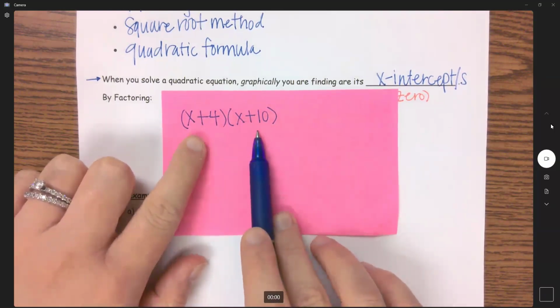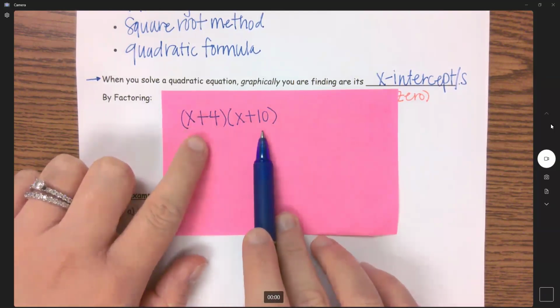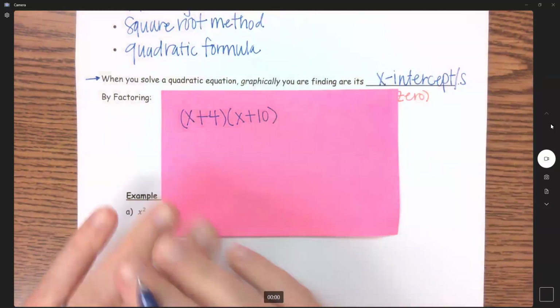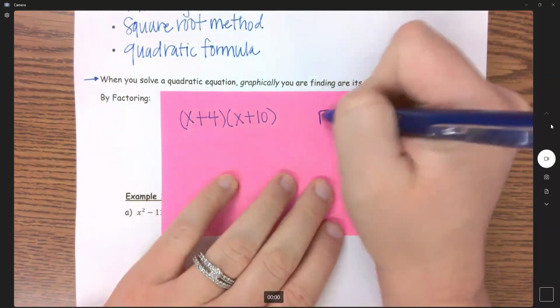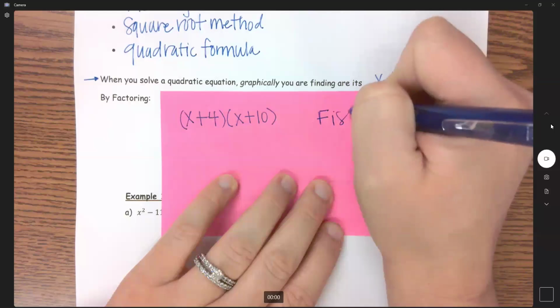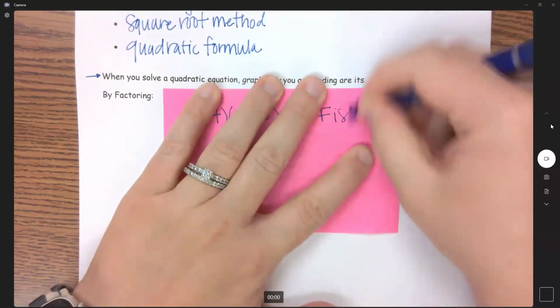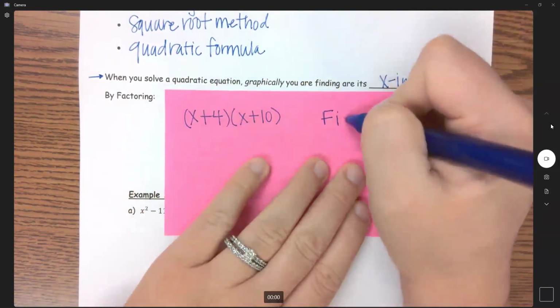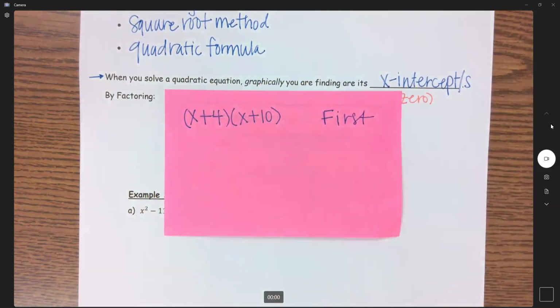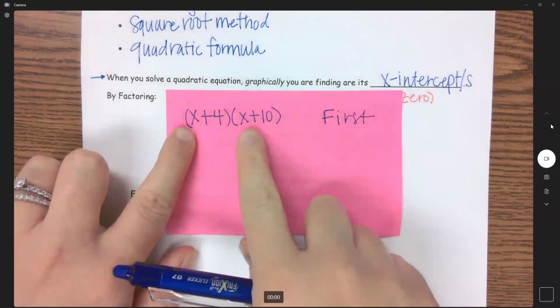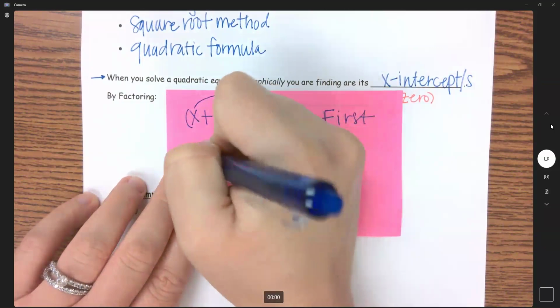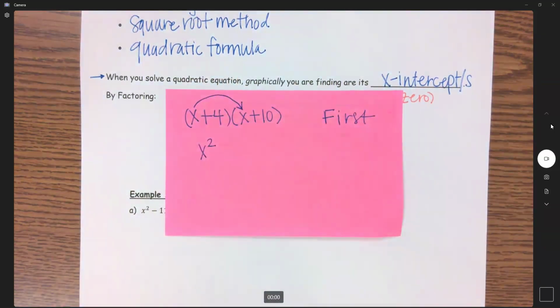So if I had these two binomials, and hopefully you've done your Module 2 skill review and you have practiced multiplying binomials. When we multiply binomials, we use FOIL. So we want our first terms. My first terms are this x and this x. So x times x gives me x squared.